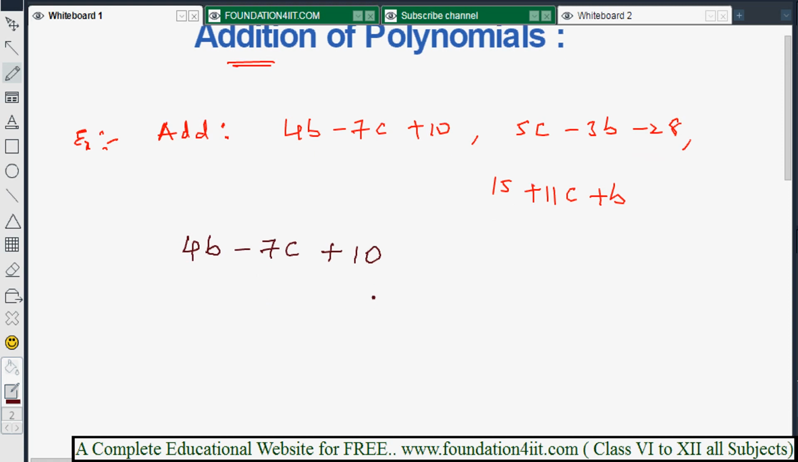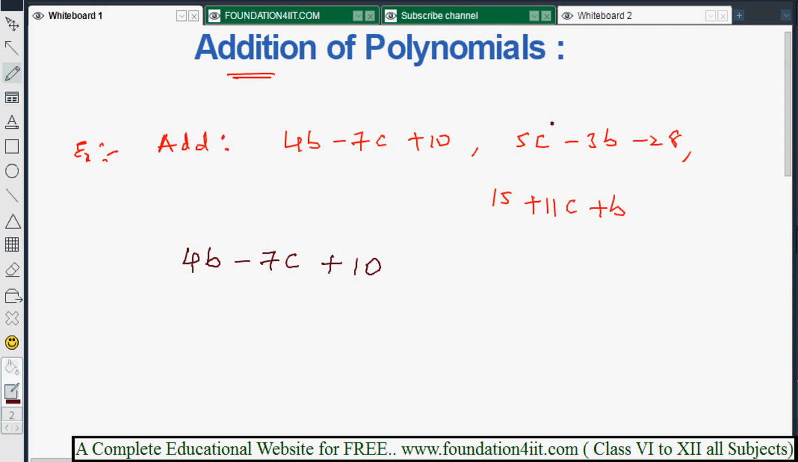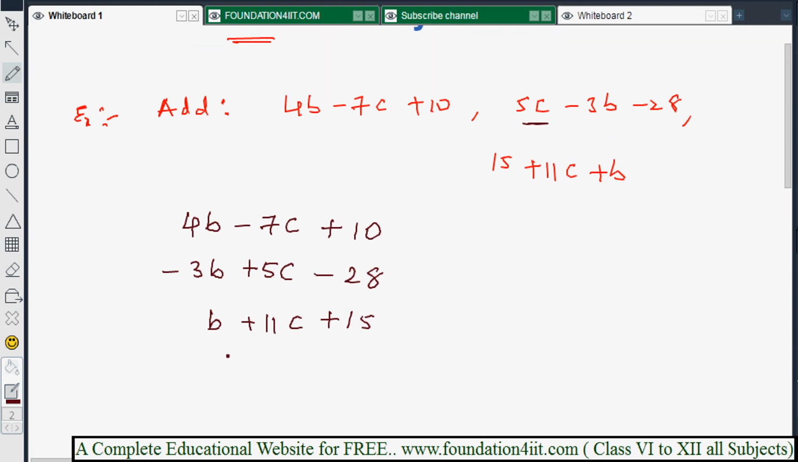Now second polynomial also you need to arrange in the same order. Now 5c, first is 5c, right, plus 5c. Under c term we need to write the c variable term. Minus 3b under b variable, minus 28. Okay, this must be in order. So arranging column wise with like terms in the same column and adding, we'll get the answer. And next 15 plus 11c. So here 15 means positive 15, plus 11c plus b. So b is here. Okay, first two three added in vertical.